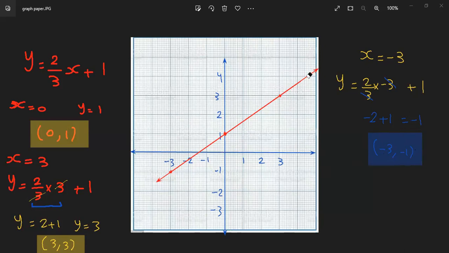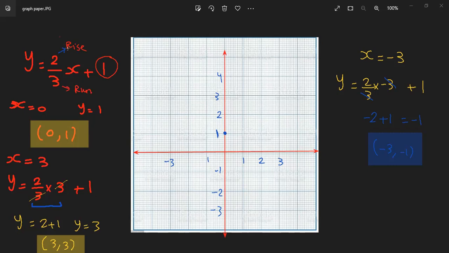And I want to show you another way of drawing the equation of the line. Pay attention. How can we graph this relation without taking points? Look at the y-intercept. The y-intercept is 1. Here is 1, and put a point on the y-intercept. And the slope is 2 over 3. 2 is the rise, and 3 is the run.